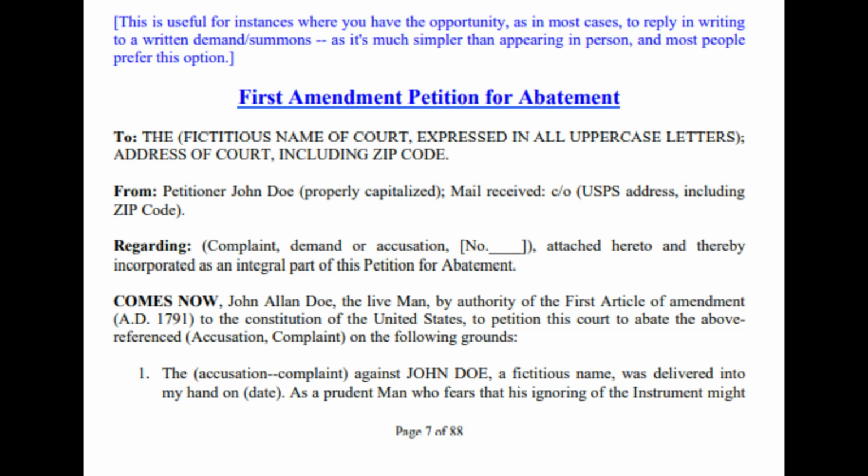That's a big problem, actually. So here we have something useful for instances where you have the opportunity, as in most cases, to reply in writing to a written demand or summons, because then you can default them right into your own judgment, right? They start sending you summons and stupid stuff like that. You can literally default them into your judgment using common law and certified and registered mail, and that is court.